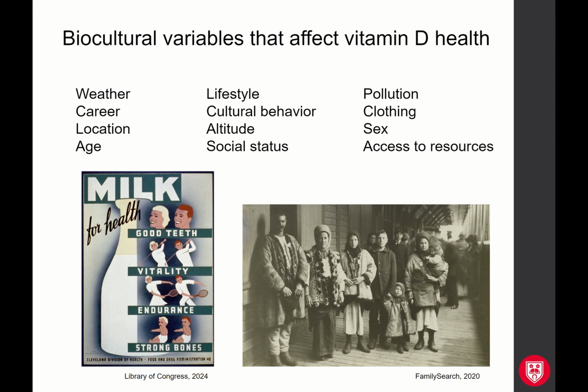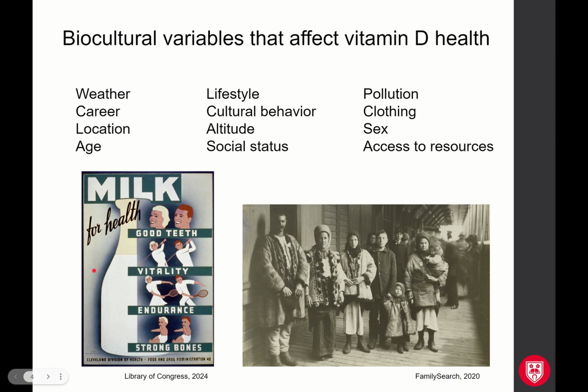So there are a lot of things that can affect our ability to absorb or intake vitamin D. All of these are different variables, biological and cultural, that can influence our exposure to UV or our diets. So your weather, where you work, where you live, how old you are, your cultural behavior, lifestyle, your social status, if you live in an area with a lot of pollution, what you wear, your sex, your ability to access certain resources, all of those can influence your ability to absorb UV from the sun or eat foods like fortified milk that contain vitamin D.